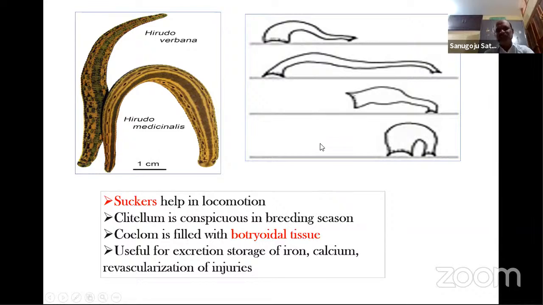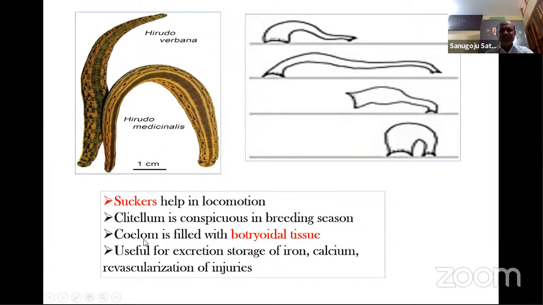But as far as the earthworm is concerned, it is in 14 to 17 segments, and in Pheretima it is permanent. The permanent girdle-like structure is present in the earthworm permanently, whereas in leeches the clitellum is conspicuous, that means specially formed during the breeding season. In the leeches, at the time of breeding and copulation, the clitellum is formed. That is conspicuous.